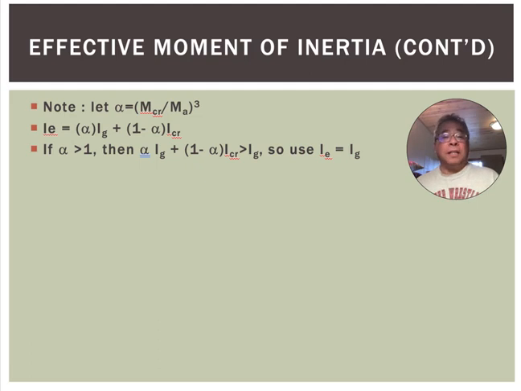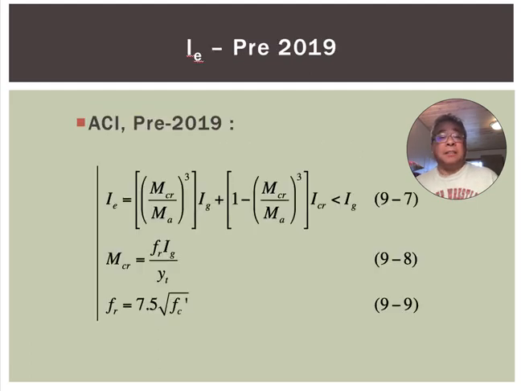This totally makes sense. It's like when the moment's big, it's more cracked, and so you end up being more towards the cracked moment of inertia. But this got changed in 2019. And the new equation is this.